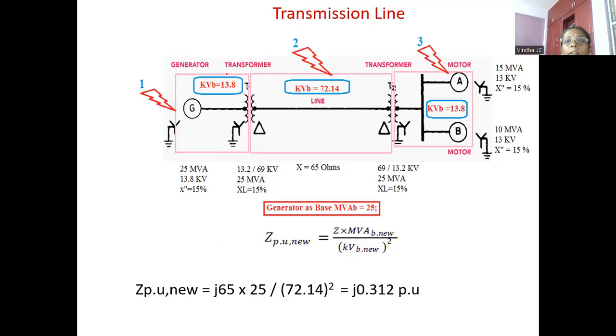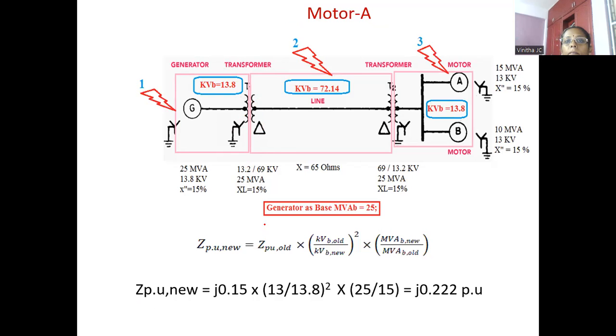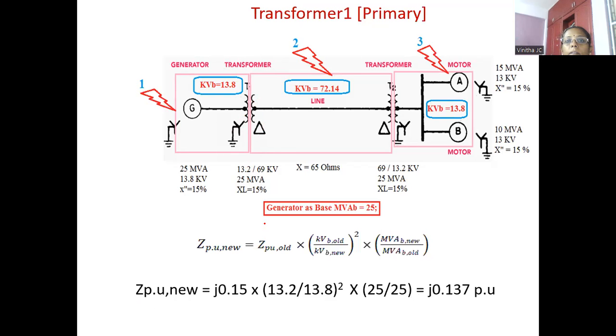For transformer T1, if you take the values here, you can see the diagram, the same formula applies, because again the value is given in terms of per unit. So apply the same formula. For this transformer 1, Z per unit old is nothing but j0.15 into, what is the old value of this?